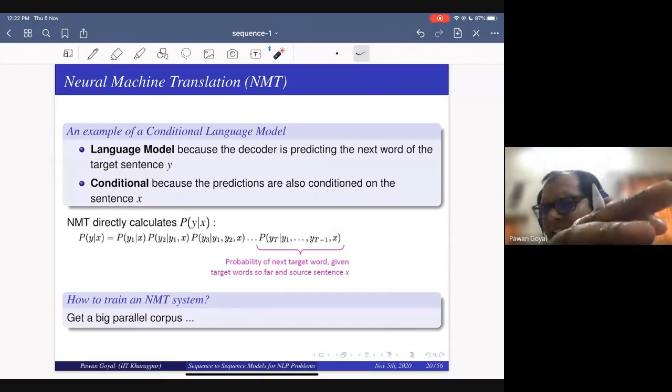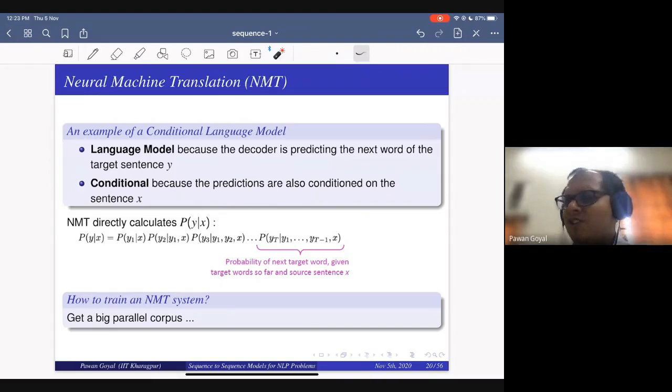And for training this NMT, what you need to do is get a large corpus of parallel sentences where you have sufficient examples of X and Y so that you can train your architecture, all these 5 matrices that we talked about.